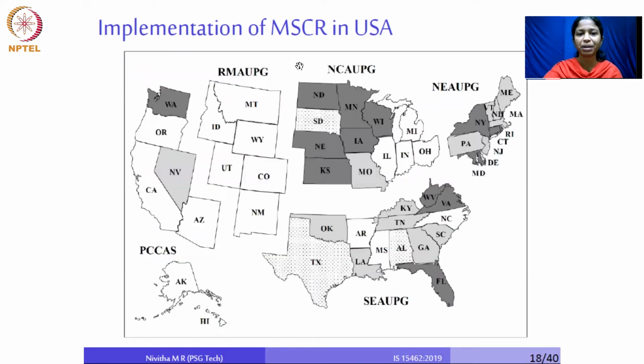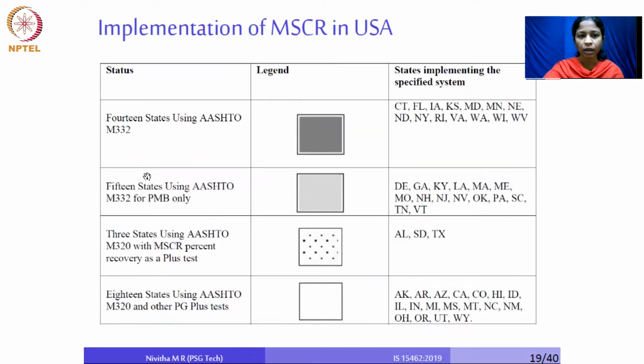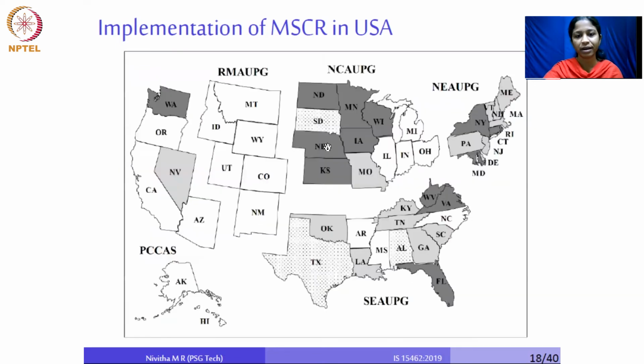Now let us look at the implementation of MSCR in USA. So we basically have 4 legends here. Let me explain what they are. There are 14 states in the US which use AASHTO M332, which is the MSCR based code, right? Which are color coded with a dark gray color. So you can see here, right?